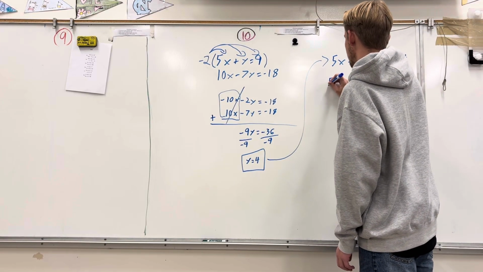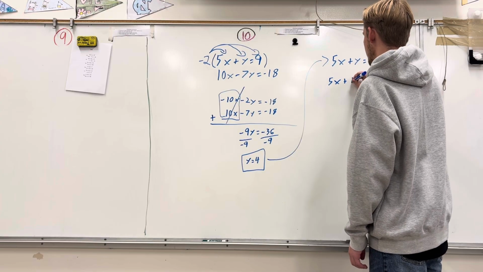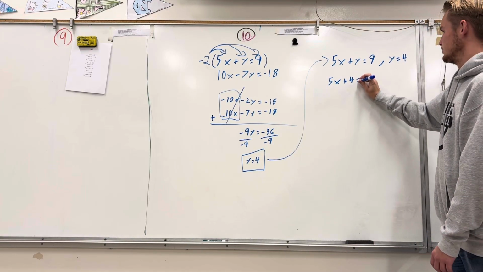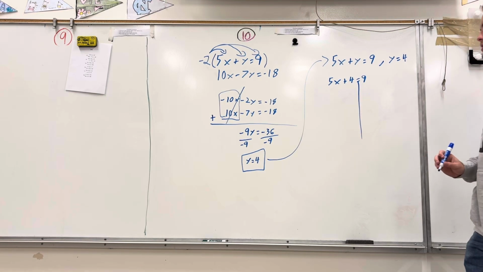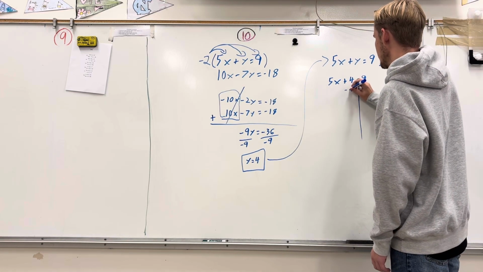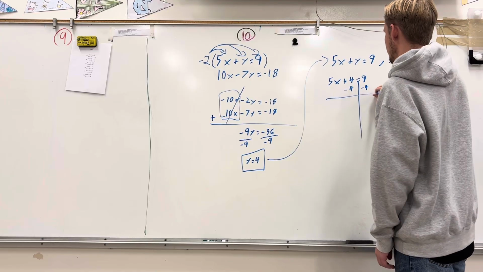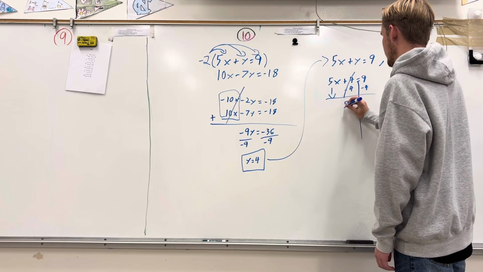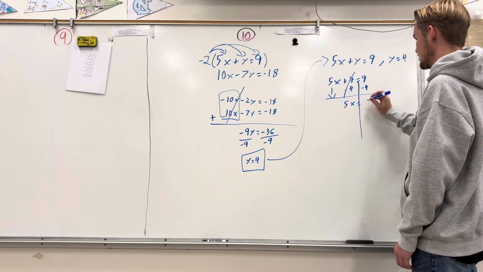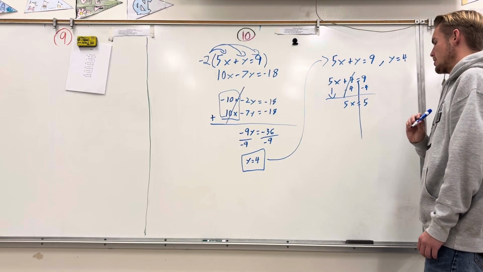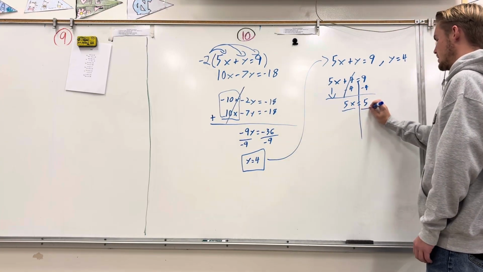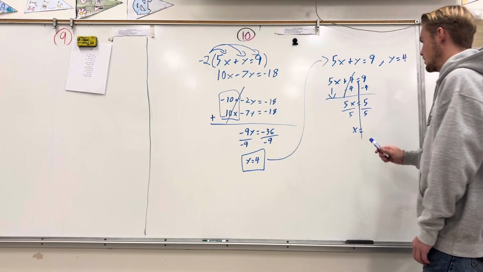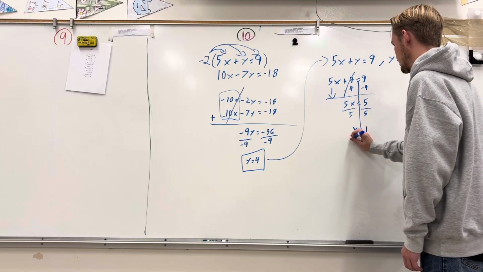So 5x plus 4 equals 9. And now we just solve for x. We use our inverse operations. So we subtract 4, 5x drops down, these 4's cancel out. We're left with 5x equals 9 minus 4 is 5. We got to divide now to get rid of that 5, so we divide everything by 5. And we get x equals 5 divided by 5, which is just 1.